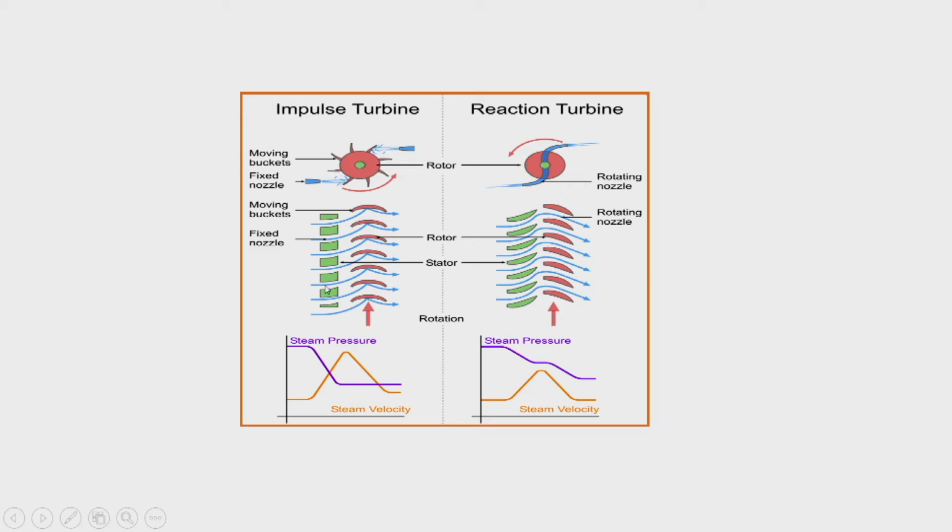In the impulse turbine, we have nozzles which are green in color over here, and then we have the rotor which is red in color. Similarly, in the reaction turbine also we have the nozzle in green color and the rotor in red color. This is moving in the upward direction, that is how it is rotating.